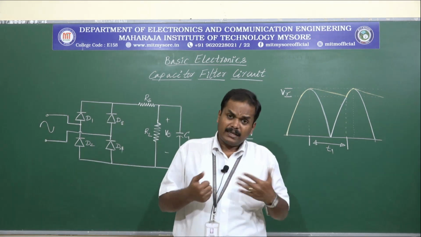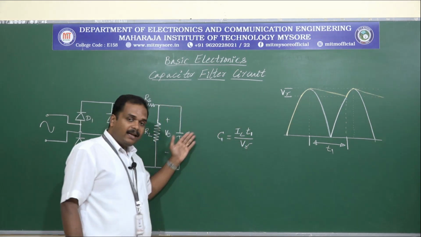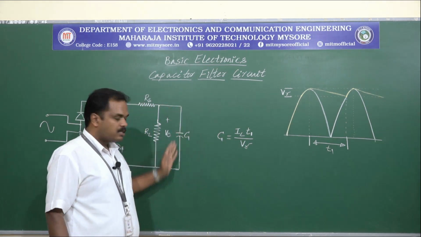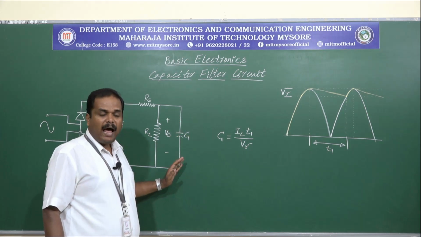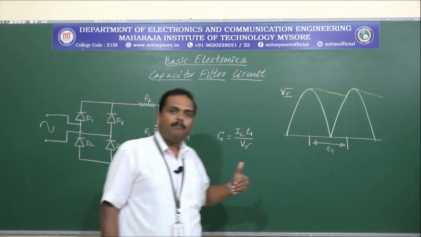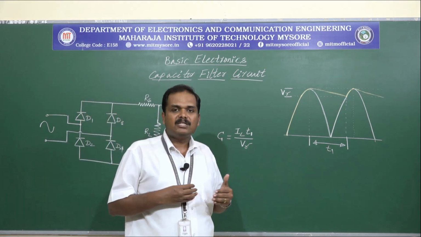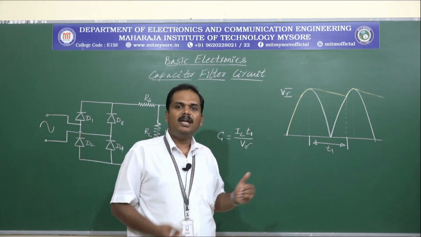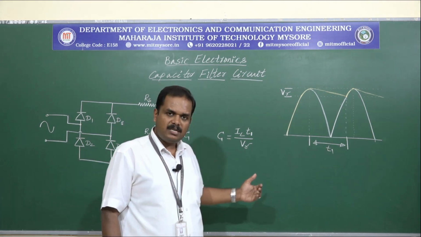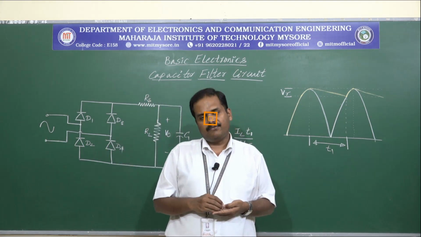Now further, the ripple can be reduced by employing another capacitor across the same path. So with as many capacitors as we have, the filtering happens more smoothly. So we'll be getting less ripple, less variation in the output voltage. So this is all about the operation of the capacitor filter.